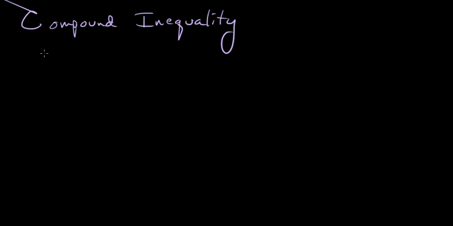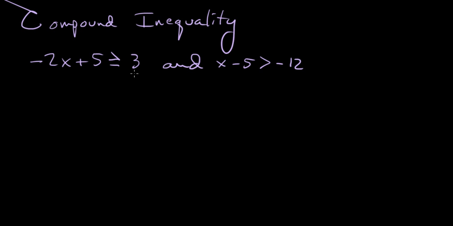Compound inequality simply means that I've got two expressions here, or two inequalities. So 2x plus 5 is greater than or equal to 3, and x minus 5 is greater than negative 12. Now it has to solve both of these because of this word here. It has to satisfy both of these conditions. So I need a value for x that makes both of these statements true. So let's see how that works out.